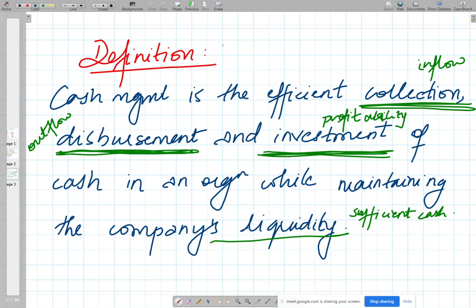Secondly, the finance manager also needs to look into how to disperse this cash, how to control outflows in such a way that too much cash is not paid at a time such that you don't have enough cash left with you in hand to carry out all other expenses. Okay, so disbursement of the cash in an efficient manner, in a very prudent manner is extremely important, right?